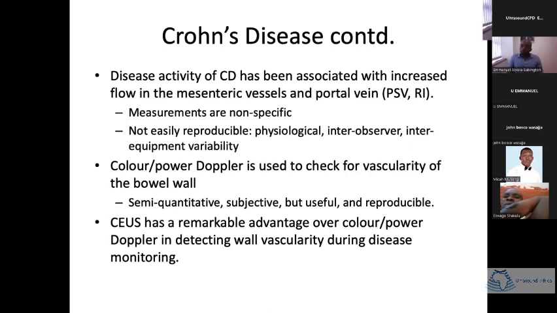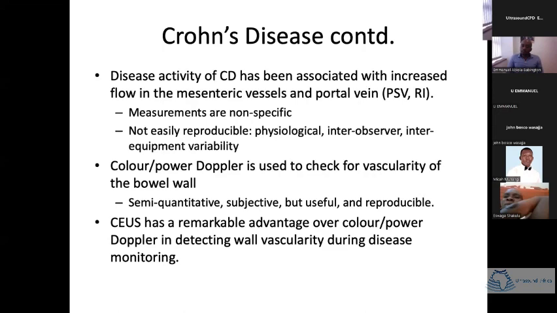So if that was not a variability, if you use a GE pigment and a common equipment, you might get different readings as well. That particular factor isn't popular and not well advised, but it's worth knowing that you can play around with that sometimes. And I was checking the mesenteric vessels to monitor activity of Crohn's disease.